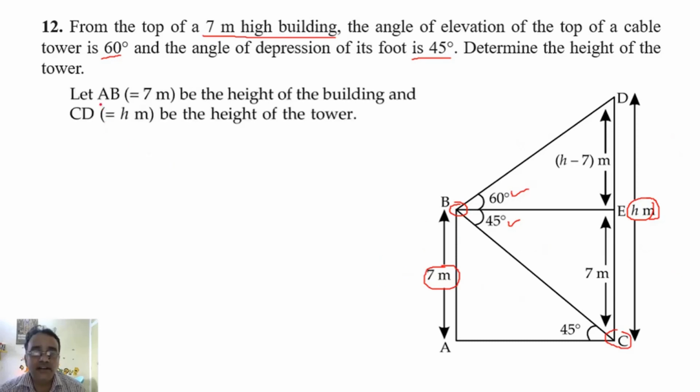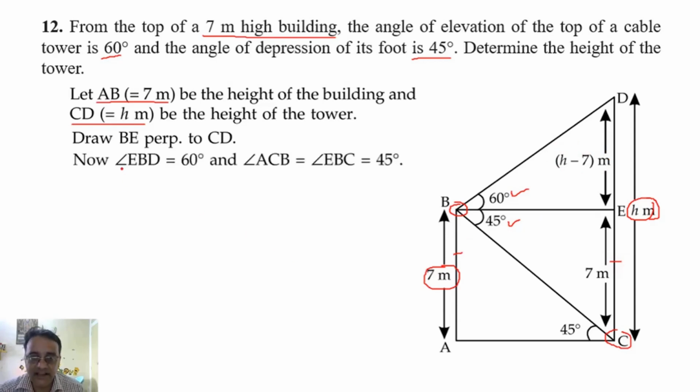No, sir. So let AB is equals to 7 meter be the height of the building, and CD is equals to h meter be the height of the tower, and draw BE perpendicular to CD. So we'll get one rectangle. Okay, so ये दोनों 7 होगा, तो ये कितना होगा? h minus 7.